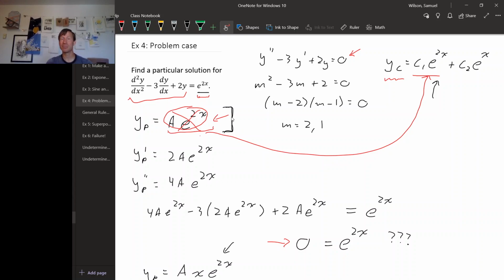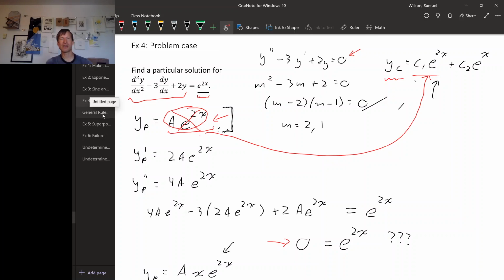If you ever have an overlap with your original guess and your complementary solution, just take your original guess and multiply it by x, and then check again. If there's still overlap, then multiply it by x again. This is why it's actually important to find the complementary solution first, because you need to know if there's this overlap between the complementary solution and the particular solution that you're guessing.